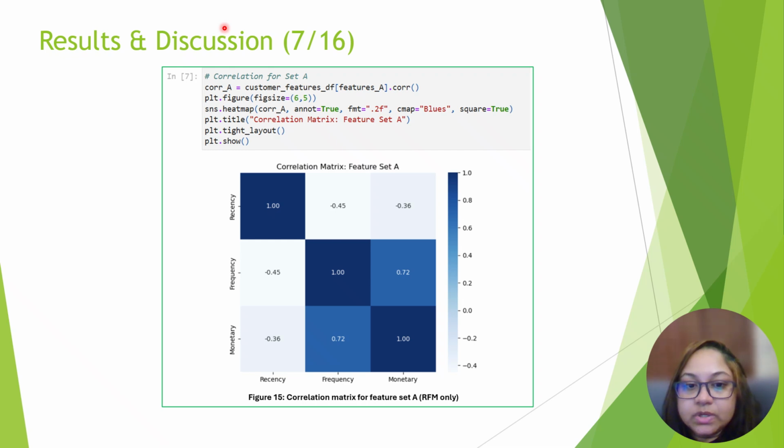So interpretation of the correlation matrix of feature set A was that frequency and monetary are strongly positively correlated with 0.72 correlation, confirming that customers who buy more also often spend more. Recency was moderately negatively correlated with both frequency with minus 0.5 and monetary minus 0.36, indicating that more recent purchasers tend to be higher value and frequent buyers. Overall, the RFM dimensions captured related but distinct aspects of customer behavior with some redundancy between frequency and spend.